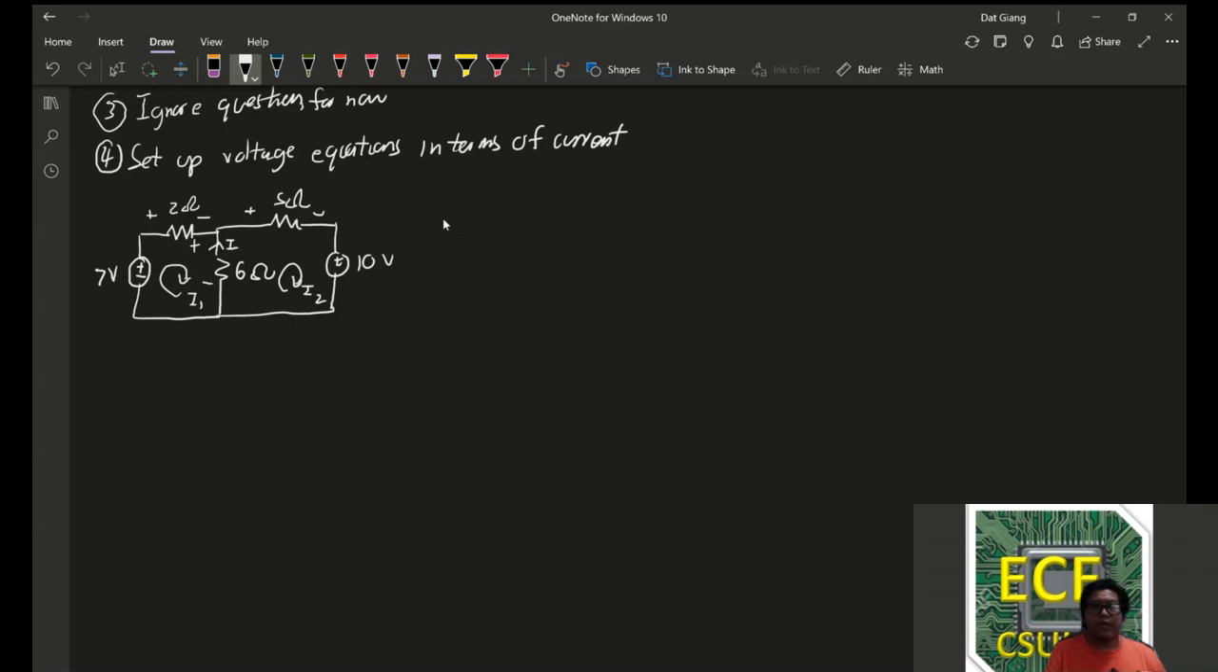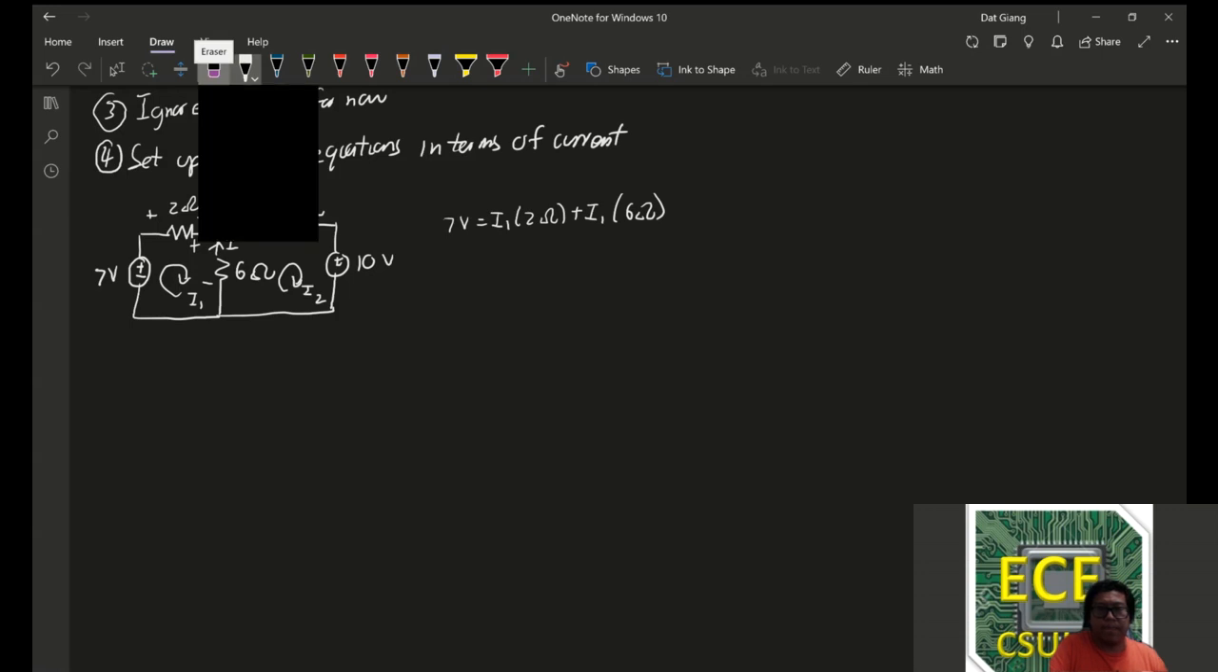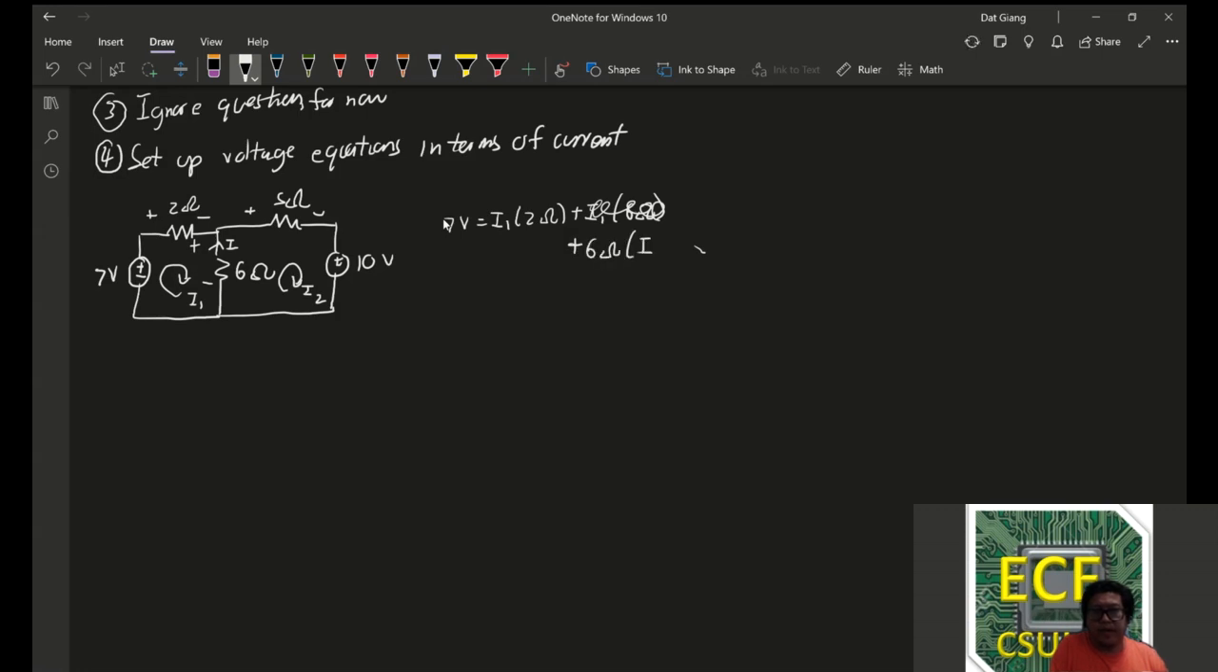Okay, so now from here, we write KVL equations. So first, we have, in this case, rise, drop, drop. So we have over here 7 volts equals I1 times 2 ohms plus I1 times 6 ohms. Or rather, I should say, plus 6 ohms times I1 and actually minus I2.